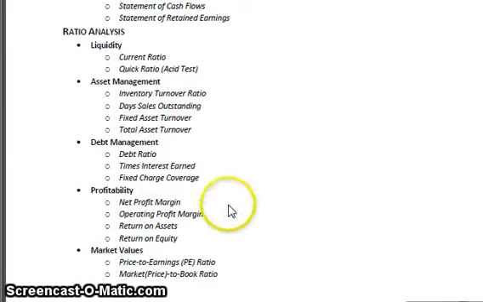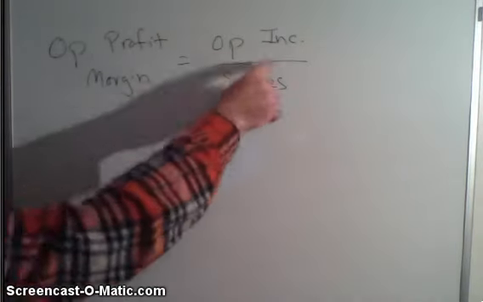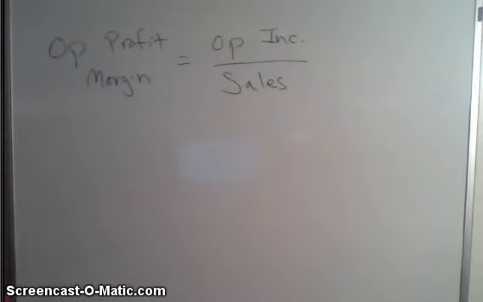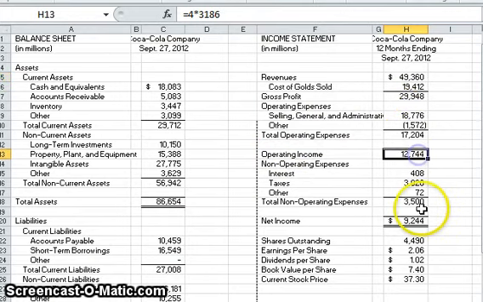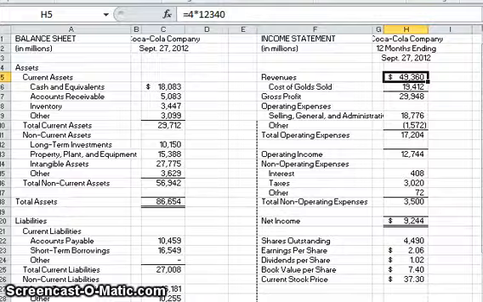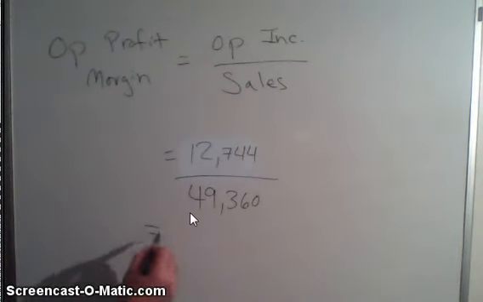Operating profit margin just uses, instead of putting net income on top, operating income or operating profit on top. So it'd be operating income over sales. Let's go look at Coke's. Their operating income is $12,744. Again, their sales are $49,360. And then run that ratio. It's going to be a little higher. It's 25.8%.